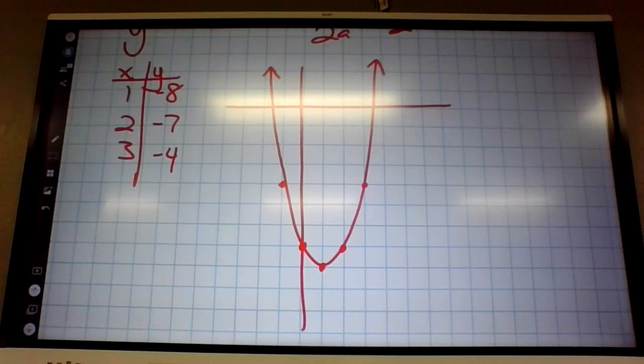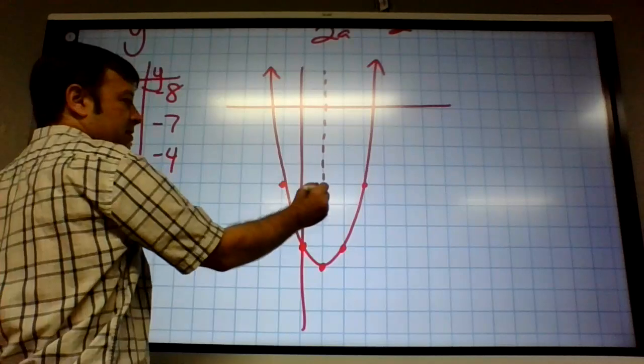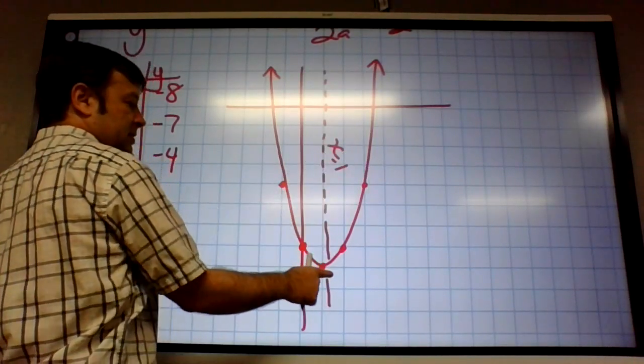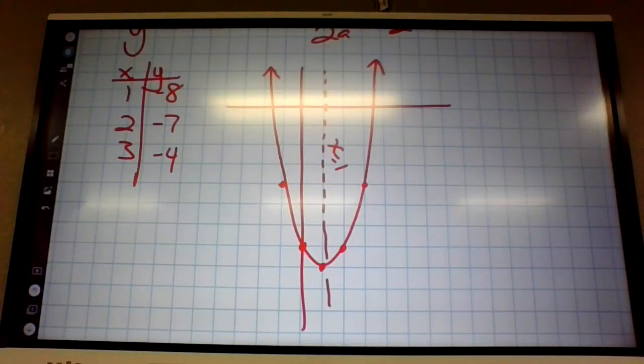Okay, do you guys remember yesterday what the axis of symmetry is? Like the middle thing. It would be x equals 1. It shares the x-coordinate with the vertex.